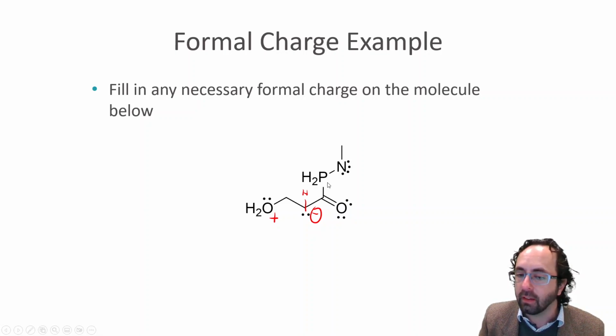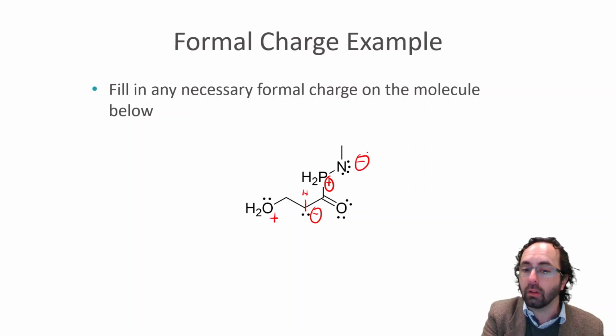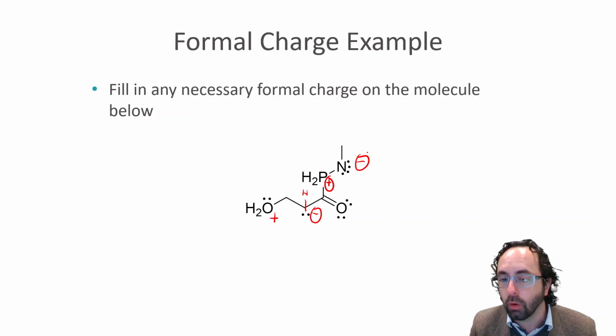This phosphorus is below nitrogen, in the same group as nitrogen, so it works the same way as nitrogen. Here it has 4 bonds and no lone pairs, so that gives it a +1 formal charge because it should have a lone pair. And then this one has, instead of one lone pair and 3 bonds, 2 lone pairs and 2 bonds, meaning it has an extra electron, giving it a -1 formal charge.